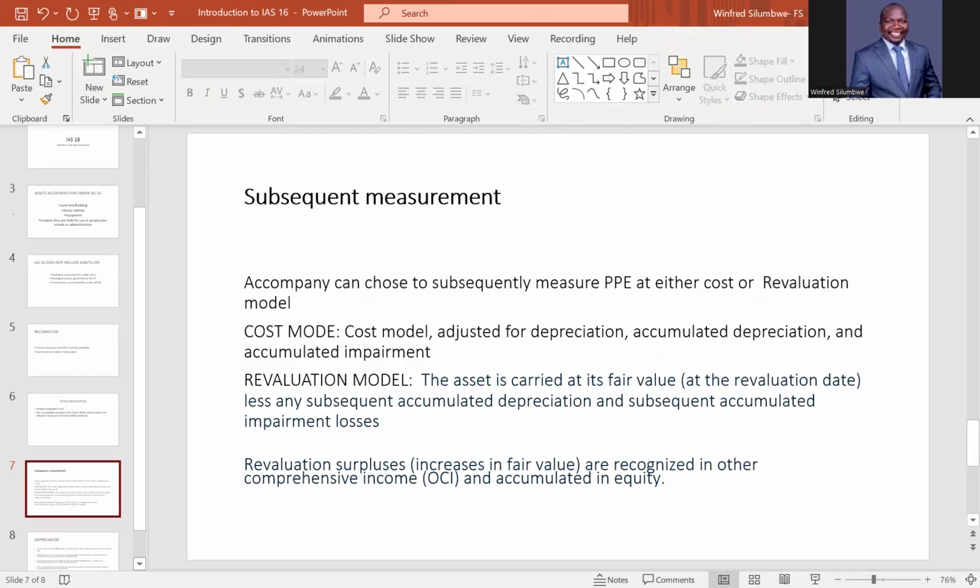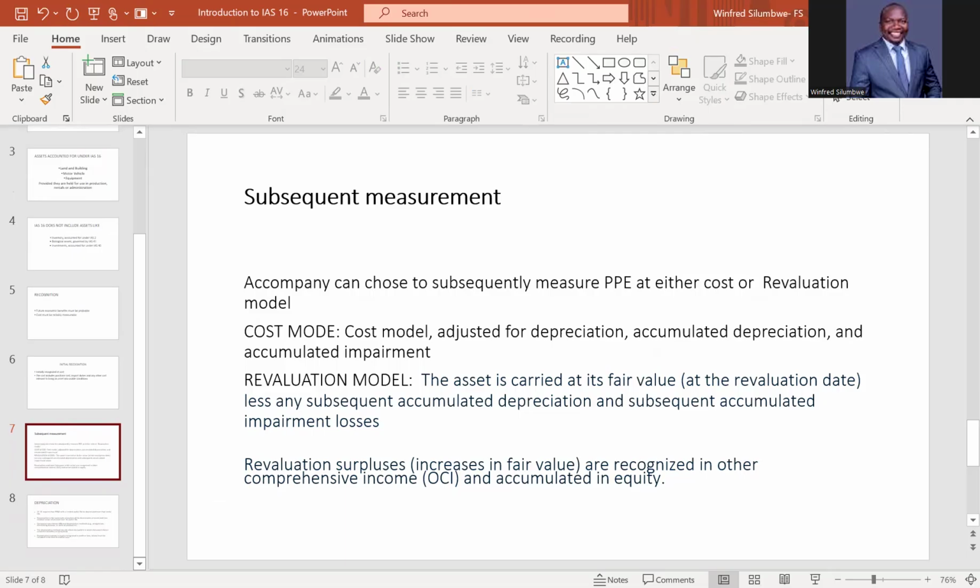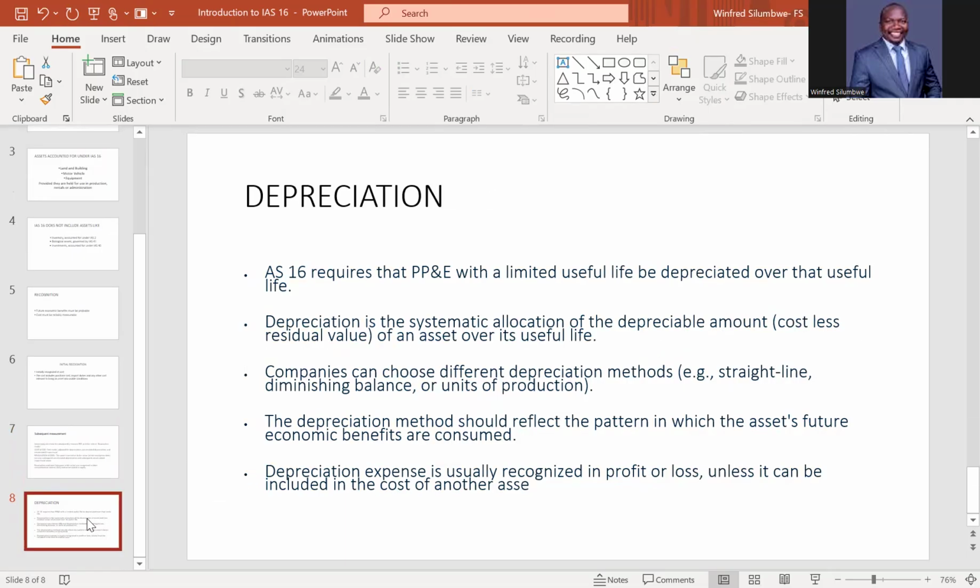We'll go to a practical example so that you really appreciate. Now, let's talk about depreciation. IAS 16 requires that PPE with a limited useful life be depreciated over that useful life.